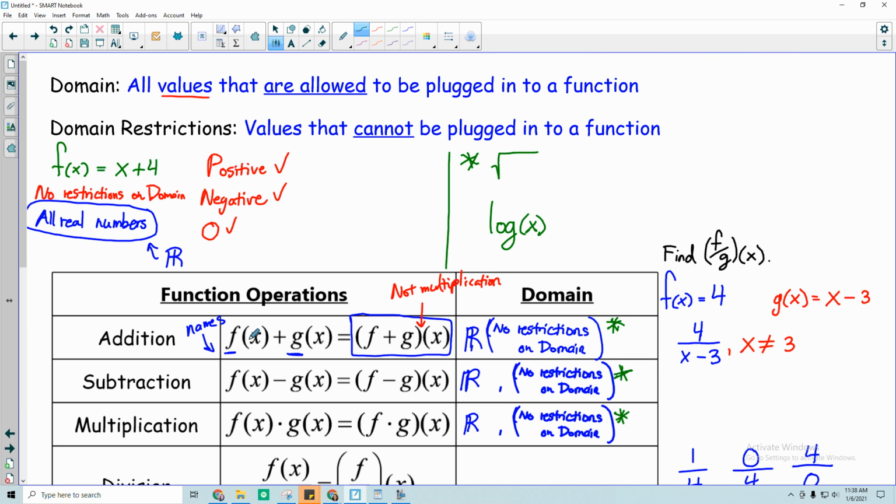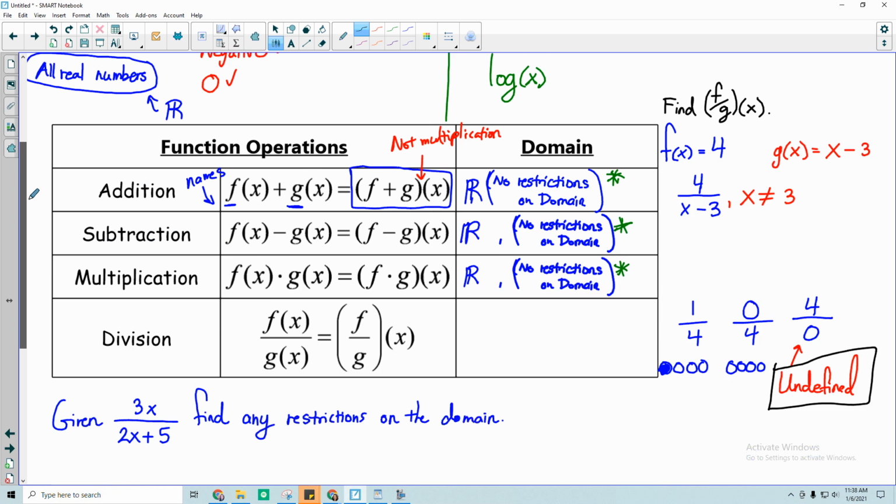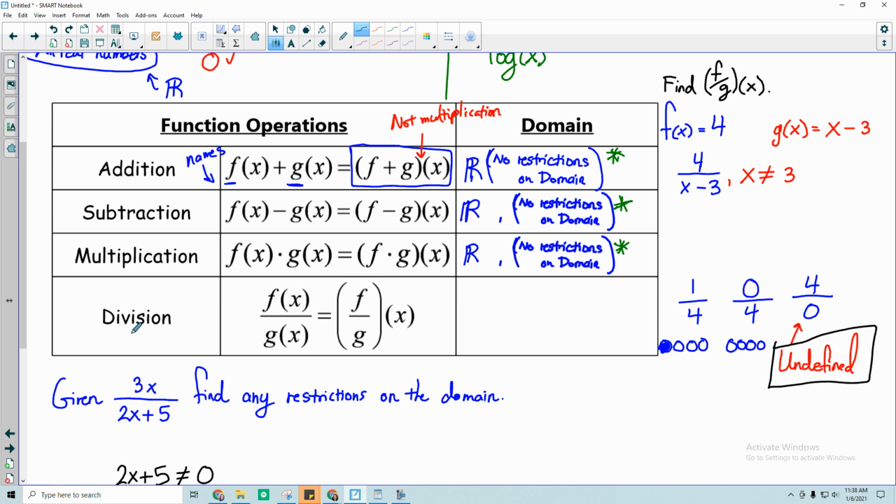So that was basically the review of what domain is, what domain restrictions are. You only really have to worry about domain restrictions as of right now when we're doing division. And the way that we would write this for division is the denominator, or in this case they're using g of x, the denominator is not allowed to equal 0. So denominator cannot be 0.